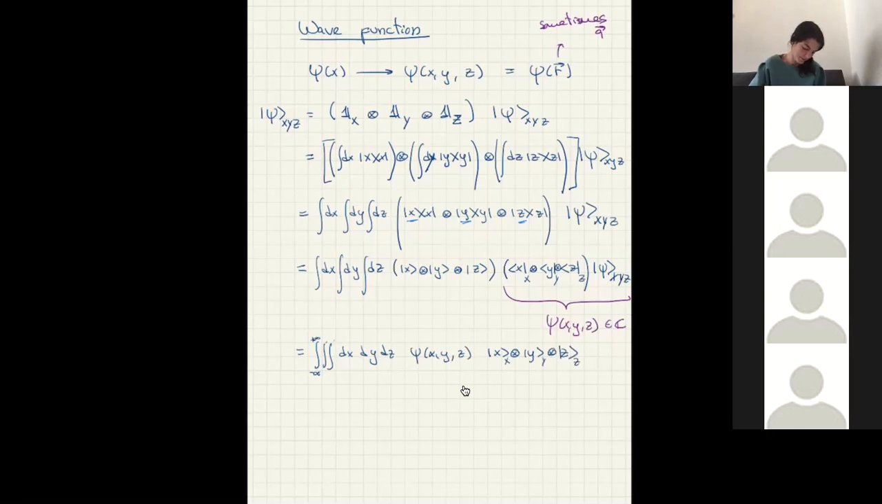And to simplify things, we can just write this as, instead of x, y, and z, we can just write r. So the d3 reminds us that it's in 3 dimensions. Psi of r, and now just remember that this is on x, y, and z. Okay. So you see, it's nothing special to go to more dimensions. It's really just a tensor product.